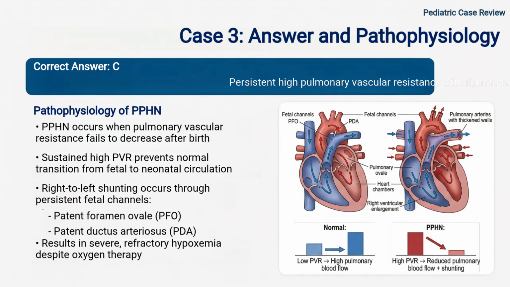In PPHN, pulmonary vascular resistance fails to decrease after birth as it normally should during the transition from fetal to neonatal circulation. This sustained high resistance prevents blood from flowing through the lungs for oxygenation. Instead, blood is shunted right to left through two persistent fetal channels, the patent foramen ovale and the patent ductus arteriosus. This produces severe, refractory hypoxemia that does not respond to oxygen therapy alone, because the problem is not insufficient oxygen delivery, but rather blood bypassing the lungs entirely.